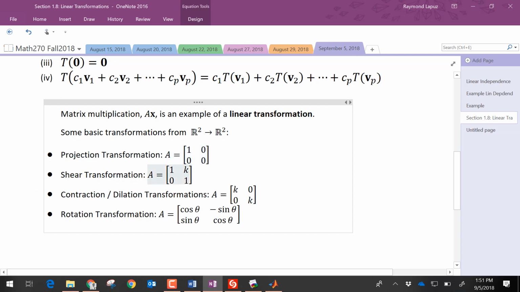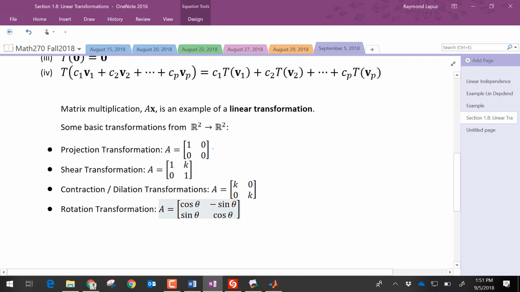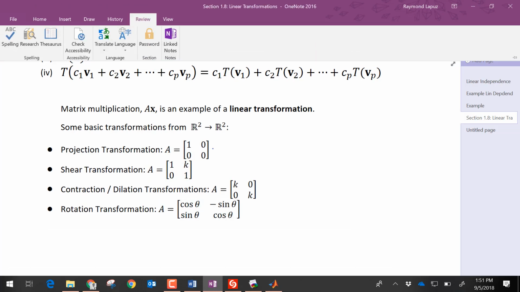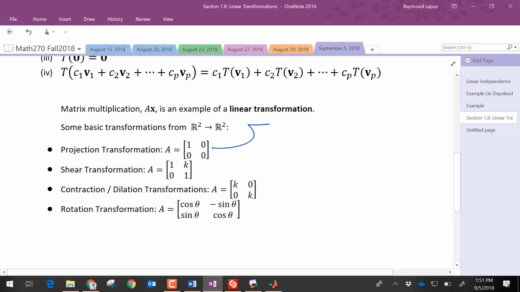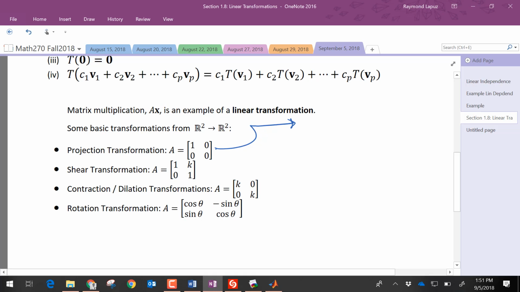Let's take a look at the first one, the projection transformation, and see why this is called a projection transformation. Let's dig deeper into this and find out its domain, range, and stuff like that. As a matrix multiplication, let x be the vector x1, x2. Actually, let's use x, y. If we're going to look at this in 2 dimensions, we might as well use x, y. And let's see what happens when we apply A times x.